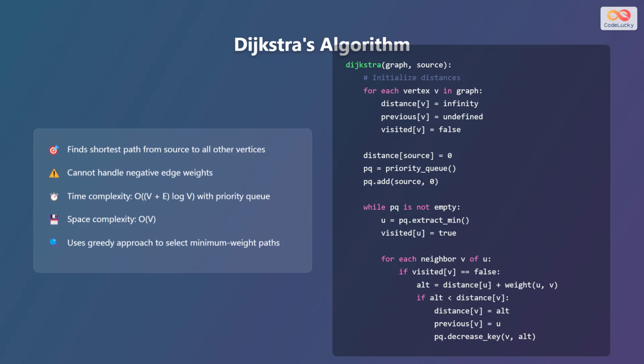Dijkstra's algorithm uses a greedy approach, meaning it selects the minimum weight paths iteratively to build the shortest paths. The pseudocode outlines the basic steps. First, distances to all vertices are initialized to infinity, except for the source vertex, which is set to 0. The algorithm then iteratively extracts the vertex with the minimum distance from a priority queue and updates the distances of its neighbors if a shorter path is found.